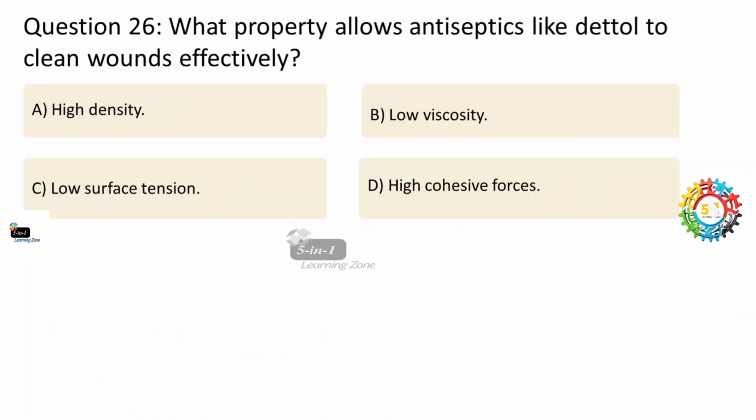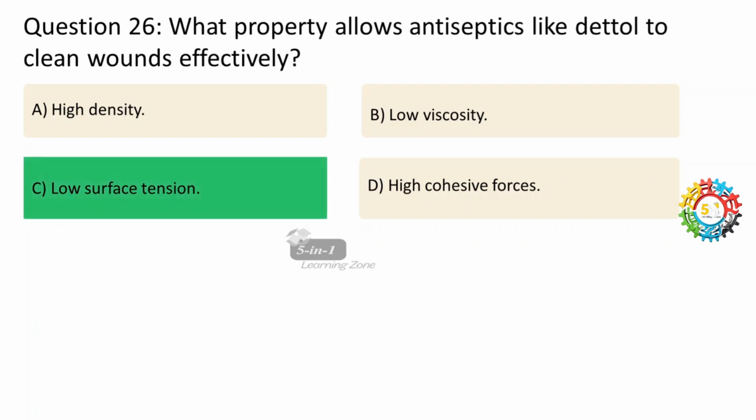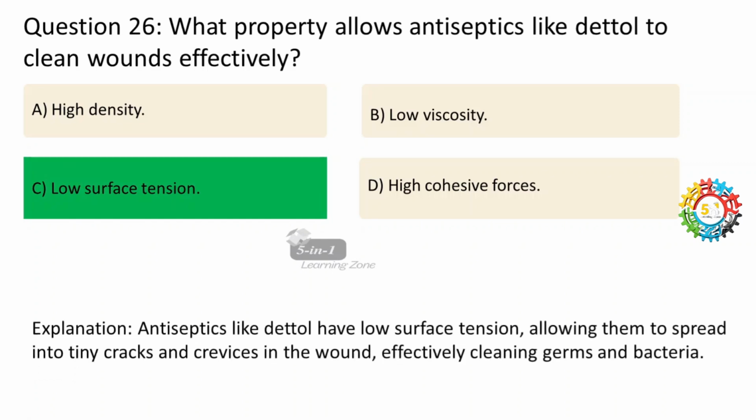26. What property allows antiseptics like Dettol to clean wounds effectively? Answer: C. Low surface tension. Explanation: antiseptics like Dettol have low surface tension, allowing them to spread into tiny cracks and crevices in the wound, effectively cleaning germs and bacteria.